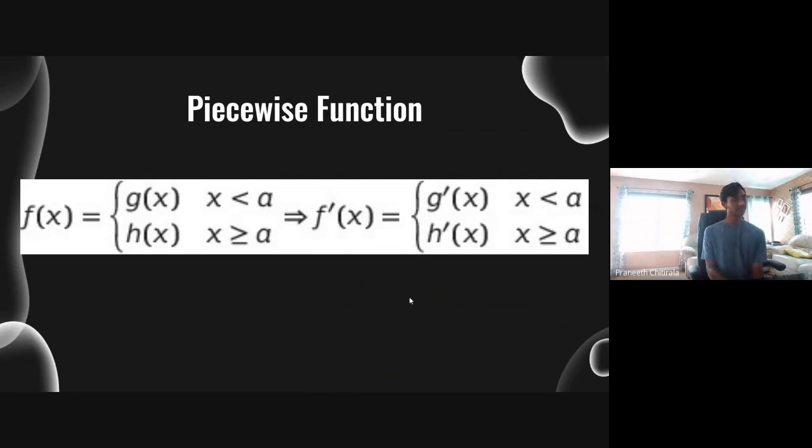So the derivative of a piecewise function. Suppose f of x is a piecewise function with g of x on the left-hand side and h of x on the right-hand side. Then f prime of x, the derivative of f of x, is simply found by taking the derivative of each of these functions. So g prime of x is the left-hand side, and h prime of x is the right-hand side.